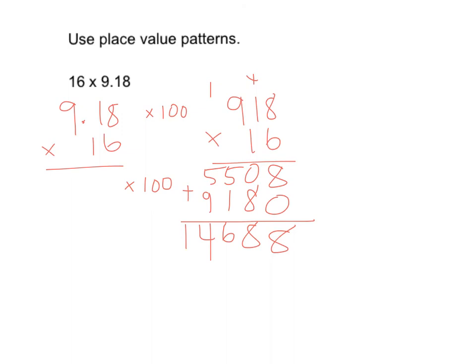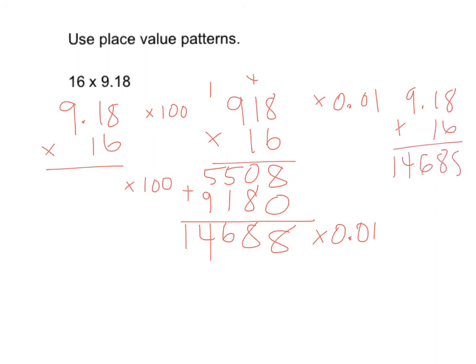But remember I have to undo this part now. So to undo multiplying by 100, I can multiply by 100th with a th on there. And that will get me back to 9 and 18 hundredths times 16. I don't need to multiply that again. I've already multiplied it. My decimal bumps over twice. So my product here is going to be 146 and 88 hundredths.